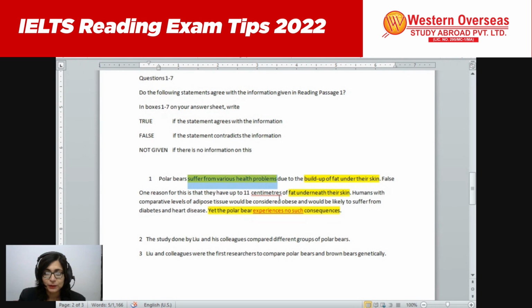So not about polar bears, they are talking about the humans, that humans suffer. In fact, polar bears no. So this answer is going to be false. Let's move to the next question. Question number 2. The study done by Louis and his colleagues.